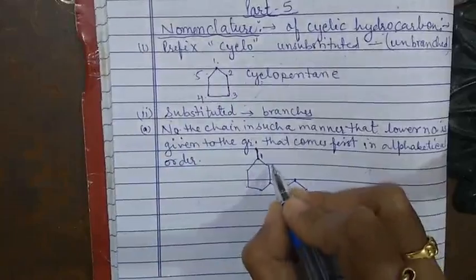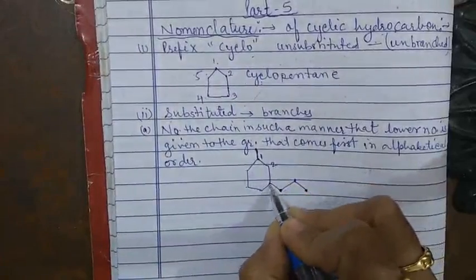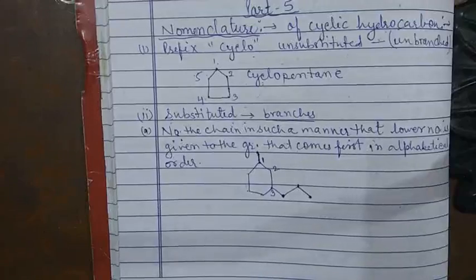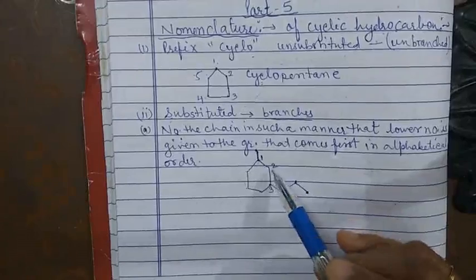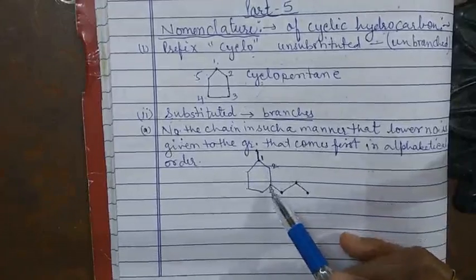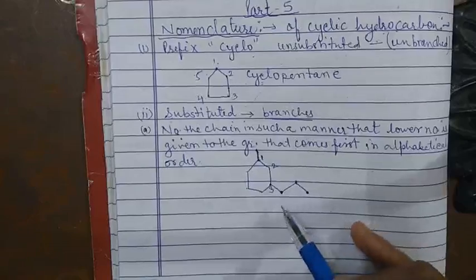1, 2, 3. This is the first position. This carbon atom gets position 1, this one gets position 2, and this one gets position 3.